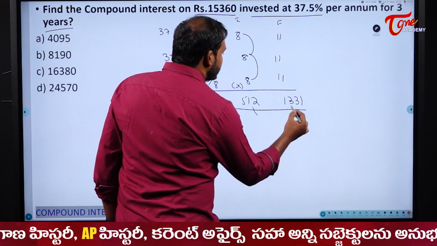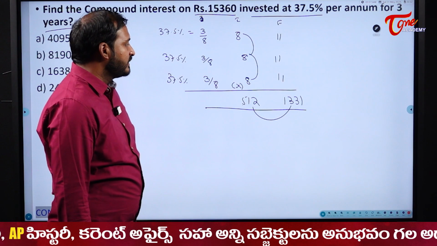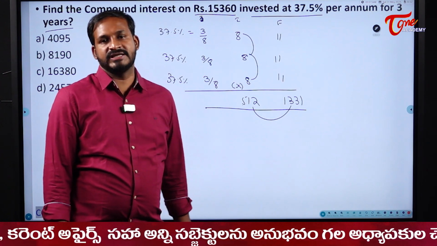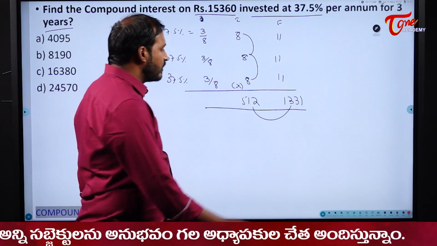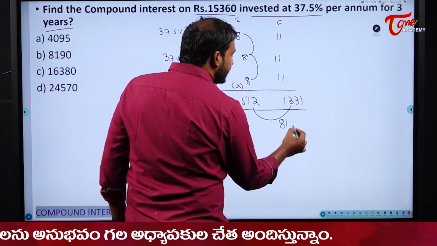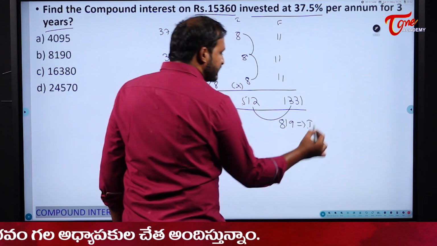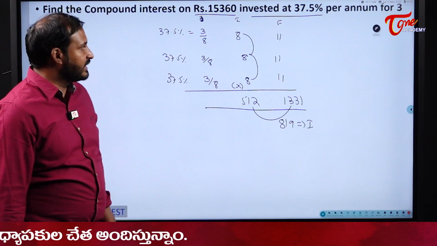What is the difference between these two, students? 1331 minus 512, what is it? 1300 minus 500 is 800, and 31 minus 12 is 19. That means 819 parts is my interest. 819 parts is the interest earned here.